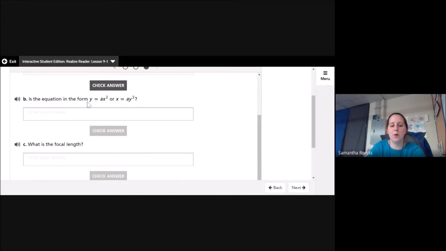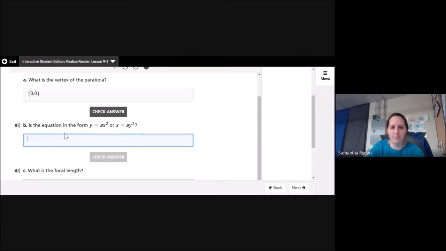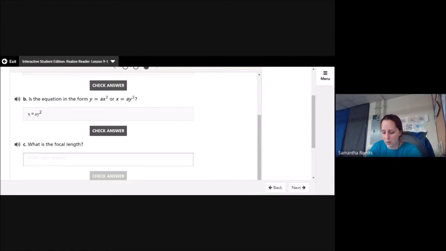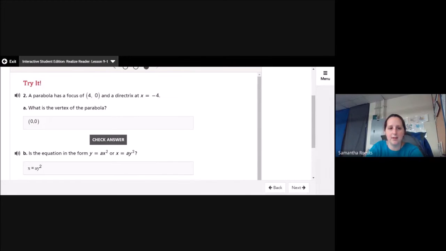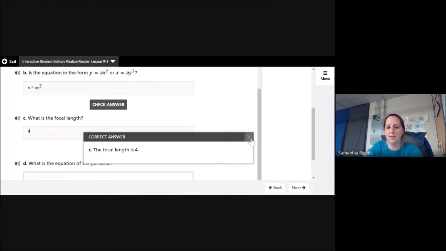Is the equation in the form y equals ax squared or x equals ay squared? We can tell this based off of where the directrix is. The directrix is at x equals negative 4, so that means I'm looking at x equals ay squared. And then what is the focal length? The directrix is at negative 4, which means the focus is 4 away from 0. So it's 4. That's my focal length.